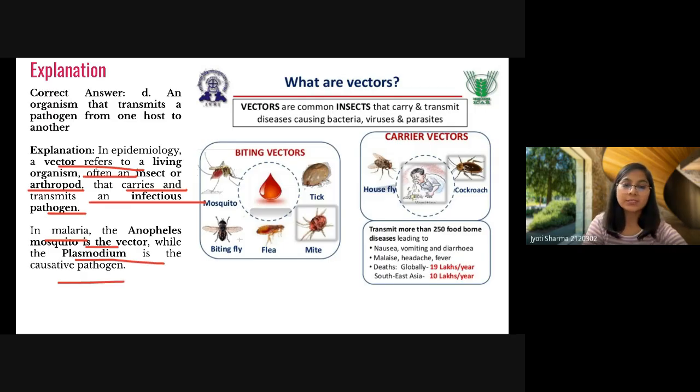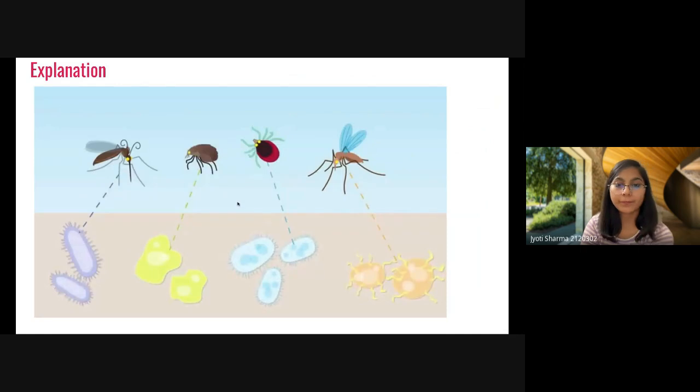And you can see here a mosquito, biting fly, flea, mite, ticks, house fly, cockroach. So these can be vectors. Here again you can see these insects have some viruses, and these viruses are the causative agent, but these are just the vectors because they are carrying these bacteria.